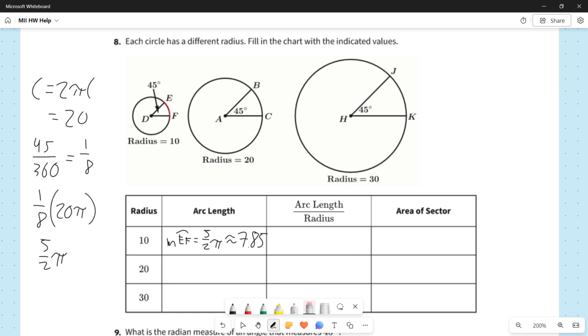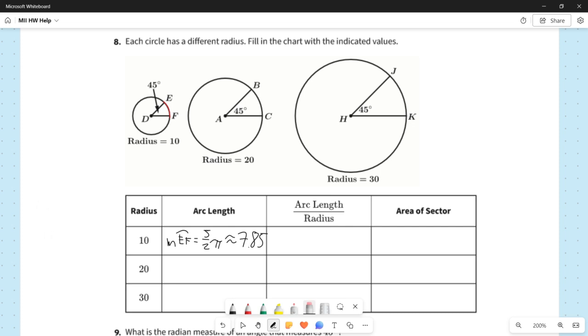I think for the next one, I'll try to be a little bit more organized with how I lay this out here. So again, we're going to go vertically on this problem. So I'm going to finish out the arc length, and then I'm going to go over to my ratio there. So for the middle triangle, my radius is 20, and we're talking about the measure of arc BC in this case. So BC.